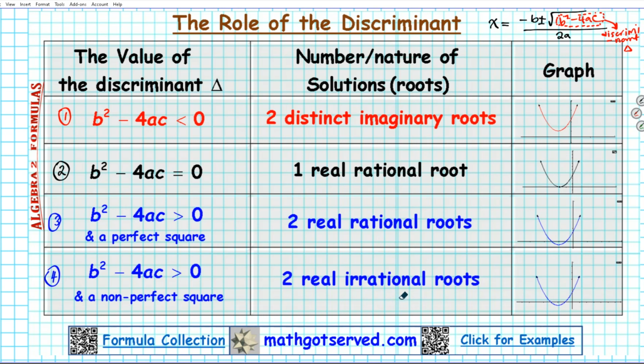In this situation, you're rooting a non-perfect square, so then in the simplified state it is going to be irrational. So that is why you have two real irrational roots when your discriminant is positive and not a perfect square.